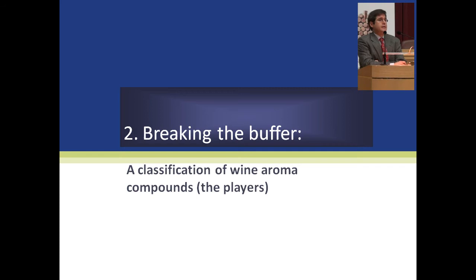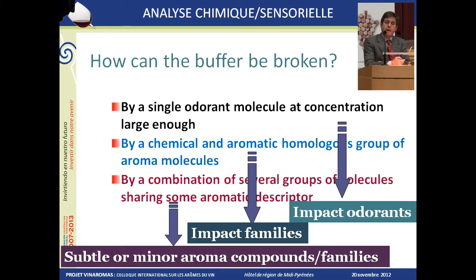Okay, but fortunately, not all wines smell vinous; they smell of something else, and very attractive, which means that in fact there are molecules that are successful at breaking the buffer. By observation, we have seen that the buffer is sometimes broken by a single odorant molecule at a large enough concentration. Some other times it is a group of homologous molecules acting together, or sometimes it's a combination of many groups of different molecules acting together and sharing some aromatic descriptor. So in the first case, we refer to an impact odorant. In the second one, we refer to an impact family. And in the third case, we refer to subtle or just minor aroma compounds or aroma families.